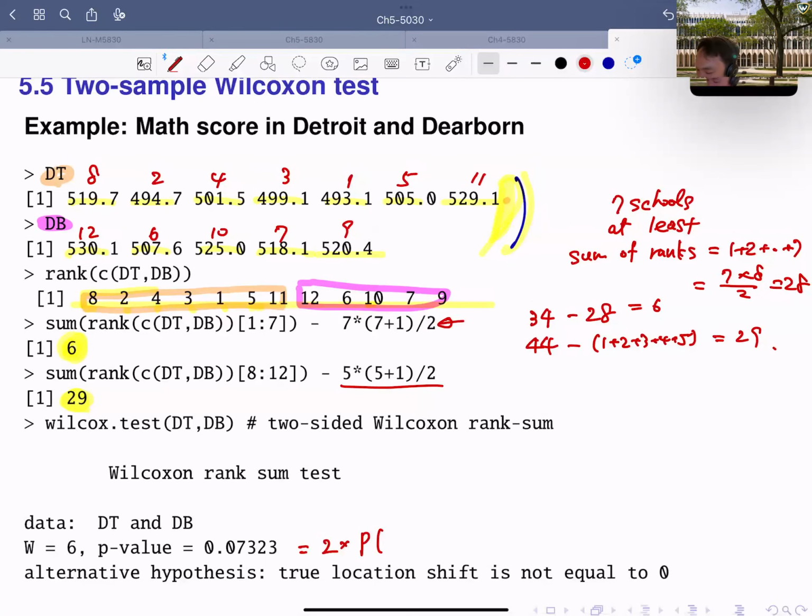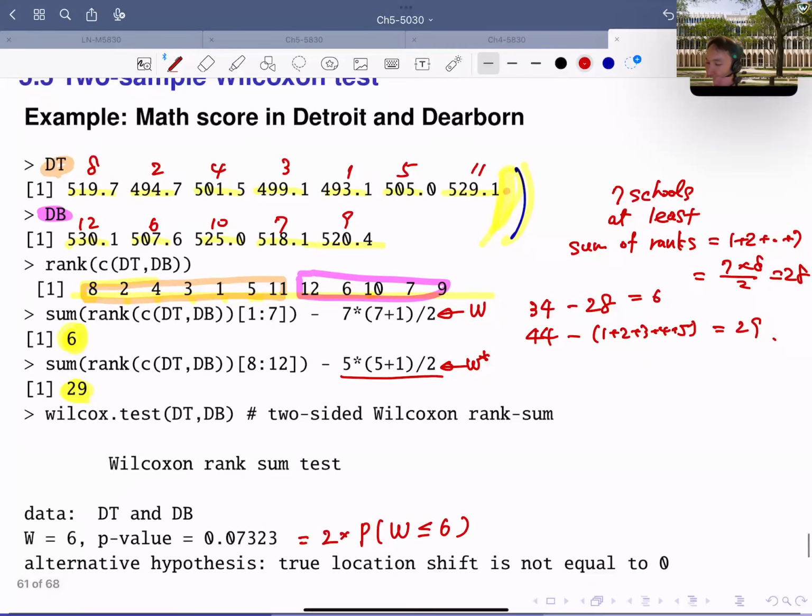This test statistic, we say W, maybe this one as W asterisk. The W is less than or equal to 6, and we have a 2-sided test, so we multiply this by 2. Yes, and actually this is equal to, I'm not sure, but conventionally we use this as the p-value for a 2-sided test. So this is 0.07323. So we do not reject the null hypothesis.